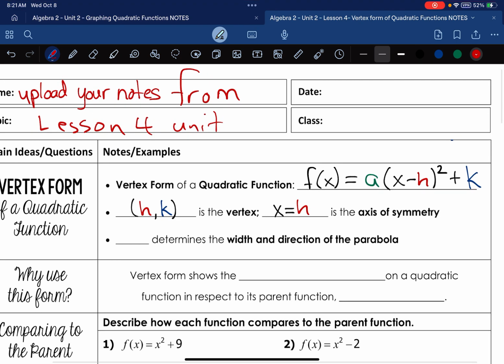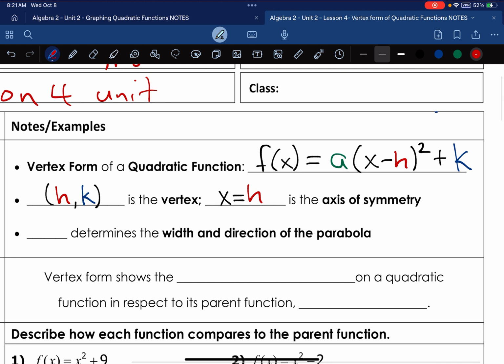So if you'll copy down this vertex form, I'm going to talk about it. I'm going to highlight it as I discuss it, but then I'm going to undo the highlight because I don't want to keep the highlight on our notes page. Okay, so our function always starts with f of x. F of x equals a times this quantity in the parentheses, x minus h. We square that, plus k. So this is the vertex form.